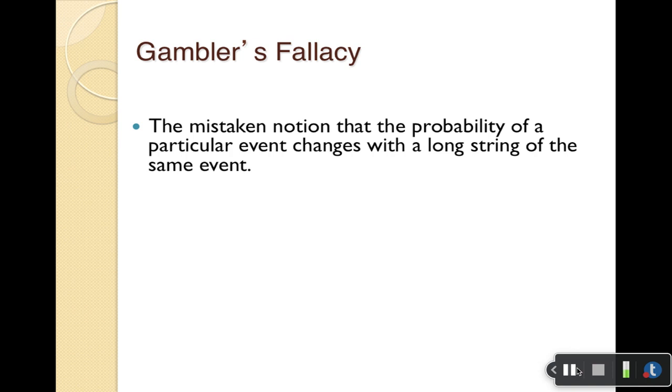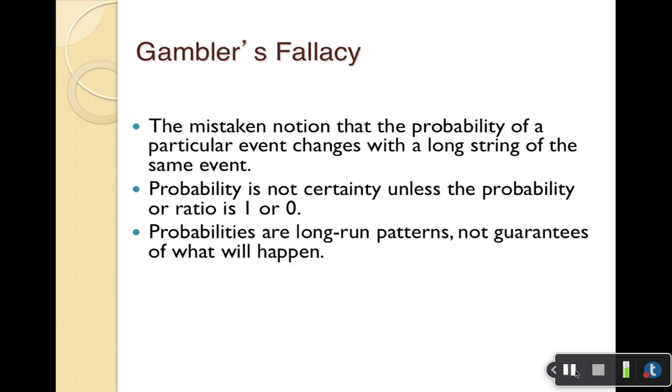So again, we call that the gambler's fallacy, and that's the idea that the probability of a particular event changes with a long string of the same event. So going back to the coin flip, if I flipped 5 heads in a row and asked you to predict what the next coin flip will be, some people might be tempted to say it's going to be tails because it's due, it hasn't come up yet, but you would still have that 50-50 chance of heads or tails. So your probability of flipping heads for a 7th time is the same as if you were to flip tails instead.